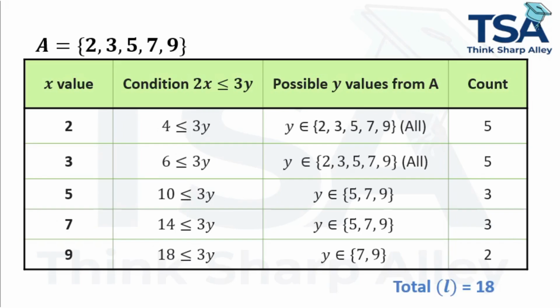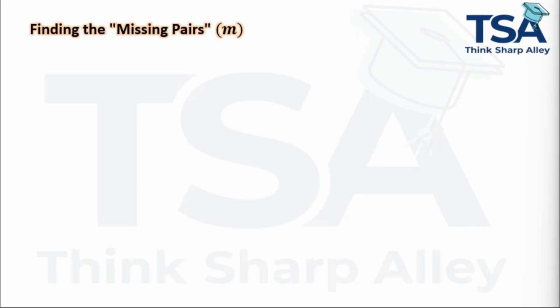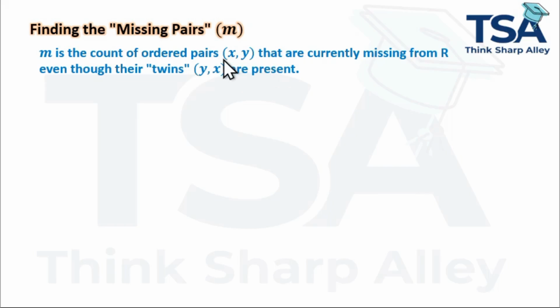So adding them up we get total L equals 18. Now the next step is to find the value of M. M basically represents the number of new elements that we must physically add to the set R to satisfy the requirement of symmetric relation. Symmetric relation means if (x, y) is present in R, then its twin (y, x) must also be present in R, right? So we need to see how many of them are missing. So M is that count of the ordered pairs that are currently missing.